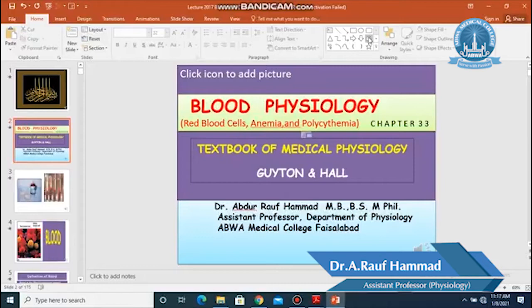Then Unit 6, blood cells, immunity and blood coagulation.